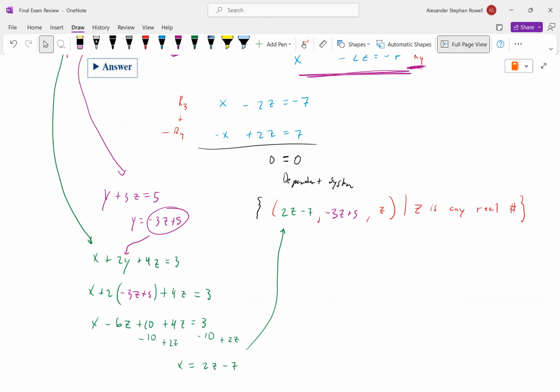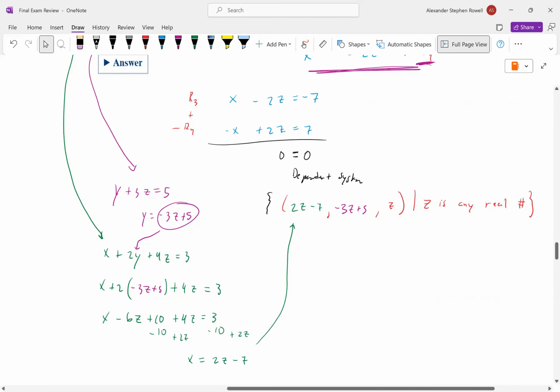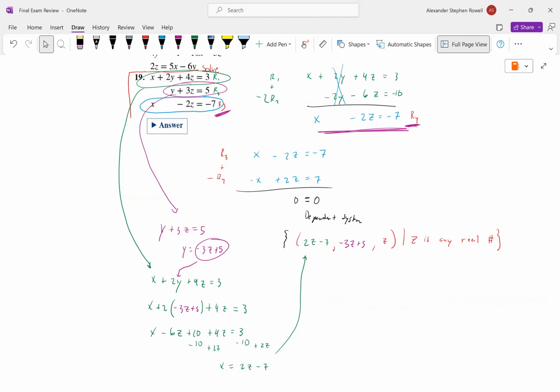Are there any questions about this? Or did I make a mistake? I was going fast. Okay, any other types of problems you guys want to try?